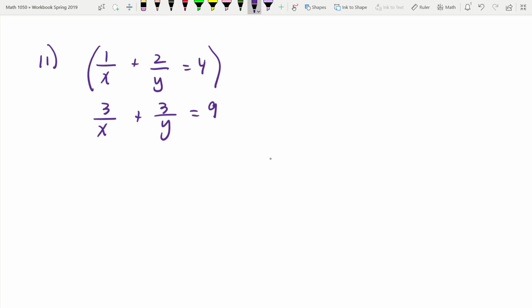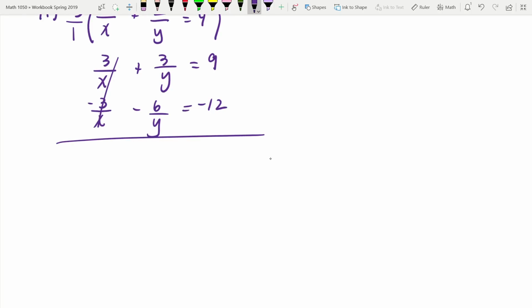But if I distributed a -3 right here, remember when you multiply -3 over 1 times this thing, the top just gets multiplied together as does the bottom. So when you distribute that -3, you get -3 over x minus 6 over y is equal to -12. And then the x's go away. So then when you have 3 over y and a -6 over y, that gives you a -3 over y equals -12 and a +9 is a -3. Now if you just put a 1 underneath and cross multiply, -3y equals -3. So it ends up kind of sweet here, y is 1.